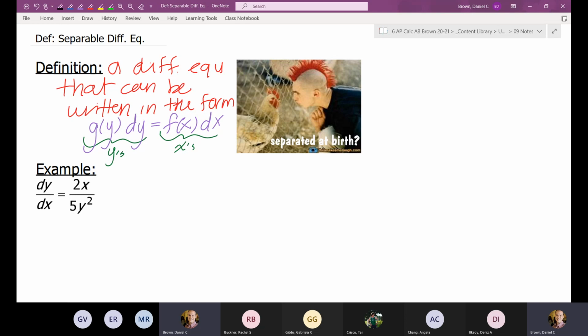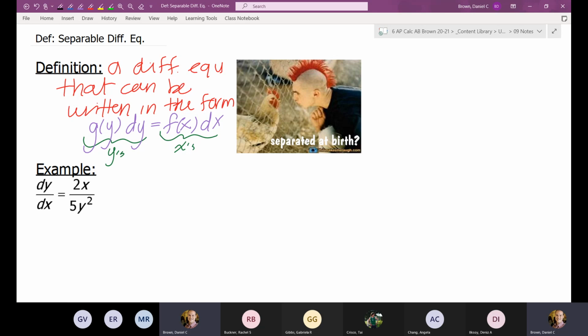In fact, on the AP exam, if you have a free-response question that is a differential equation, and you don't separate your variables, the AP grader just moves on to the next student. Like they don't look at that question anymore. There's no way you can earn any points. They're moving on to the next one. So you do want to make sure you can kind of separate your stuff.